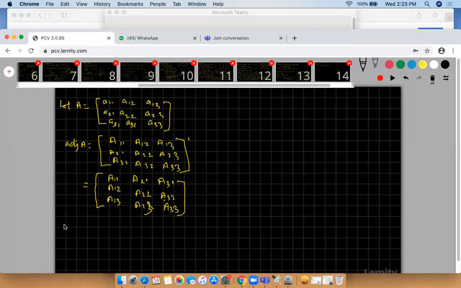We also discussed one result in the previous class: A into adjoint of A, and adjoint of A into A, are both the same and equal to determinant of A into identity. This we have also proved in our previous class. If you want, I will prove it again.